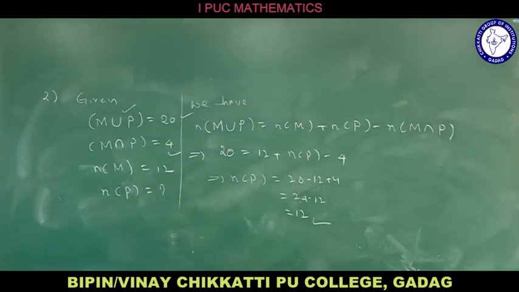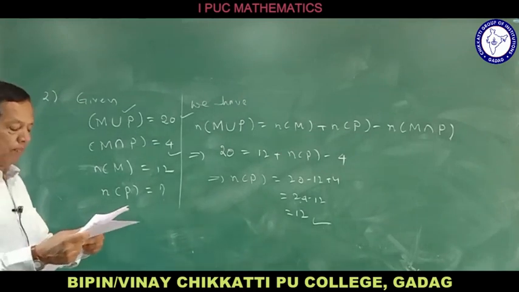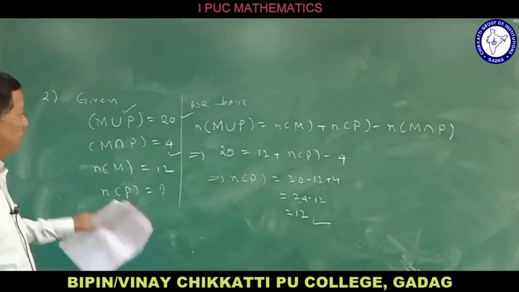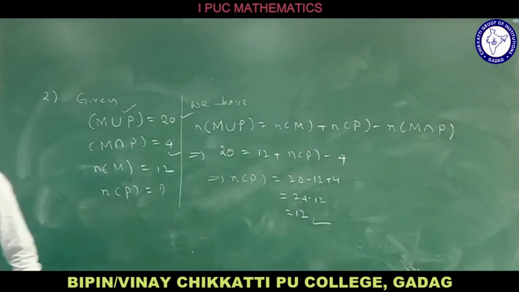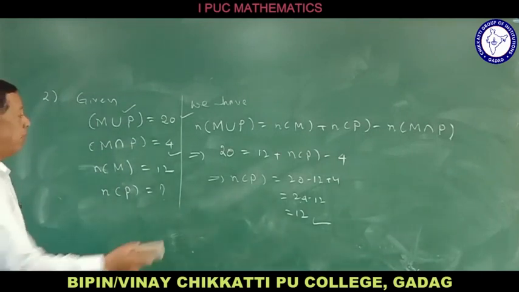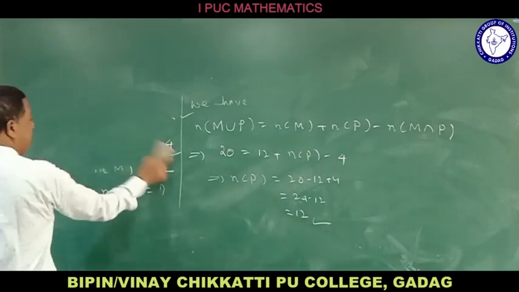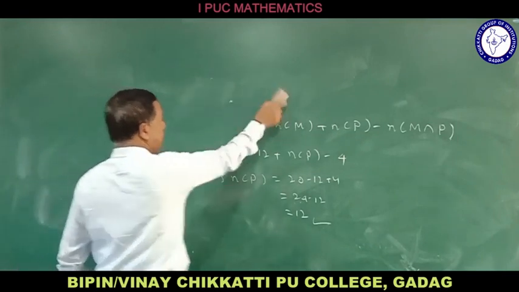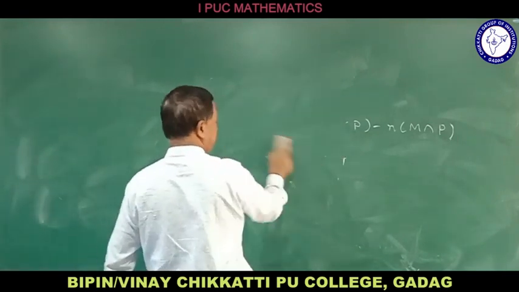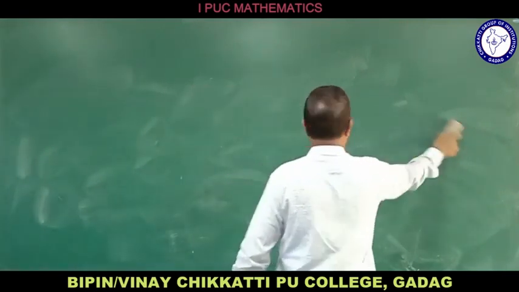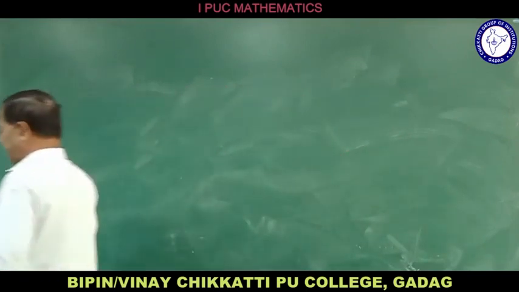Now I want to explain another problem. I write only the information given in the statement, and I also write the formula and how it can be simplified. See the next problem. The problems are very simple, but the thing is that one should understand here. Next, number three.